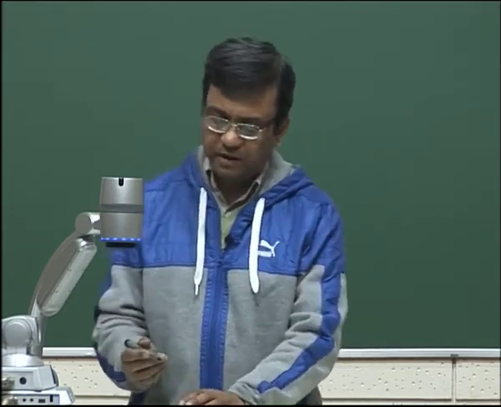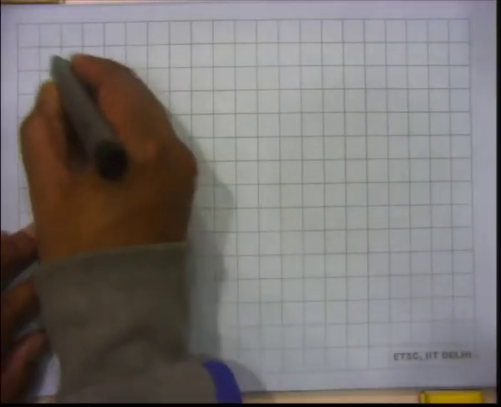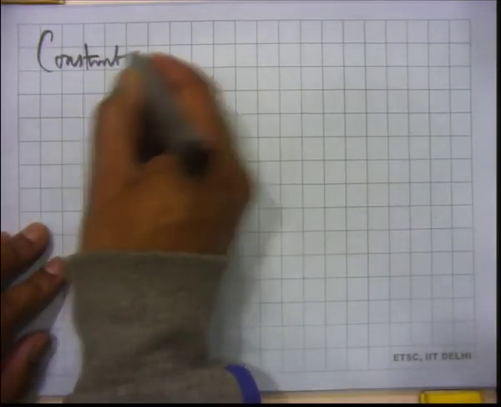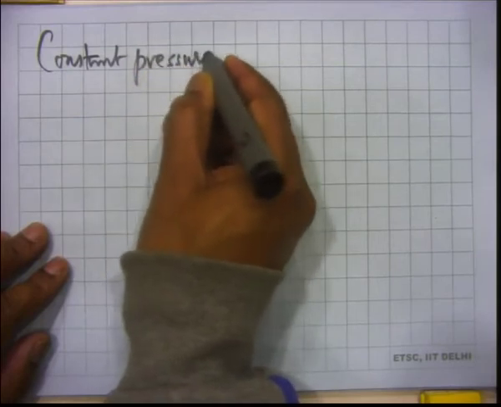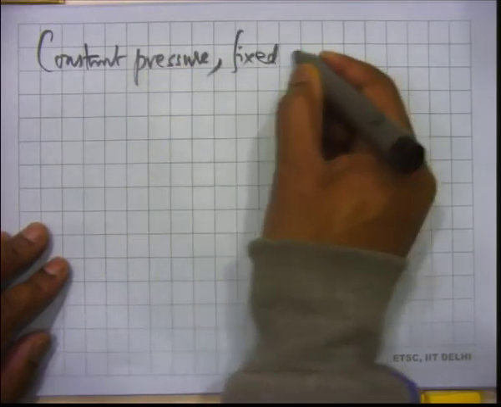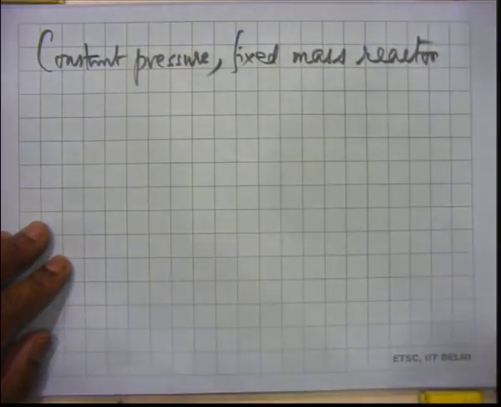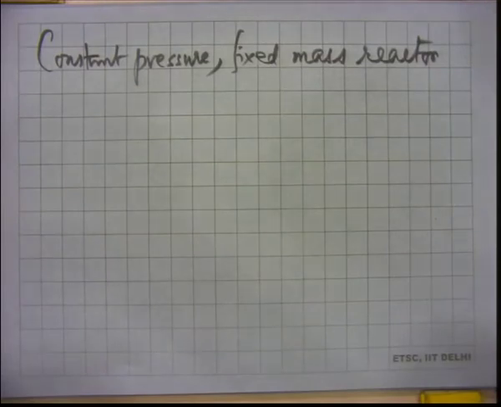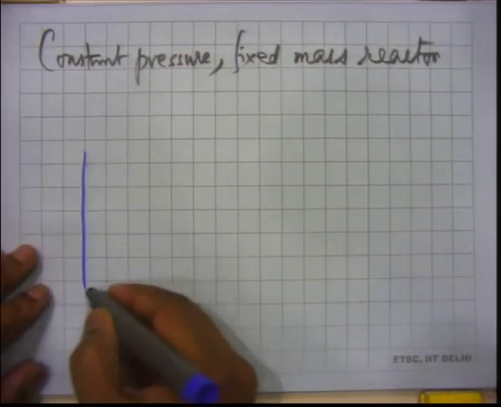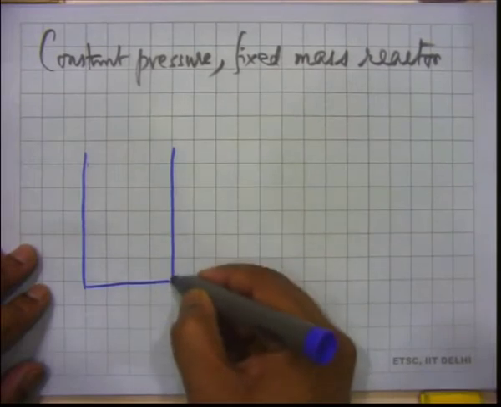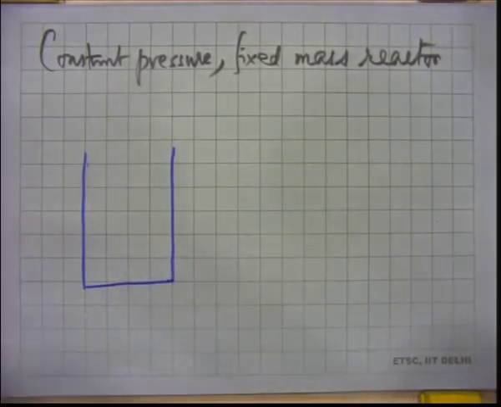So, we will talk about first a constant pressure, fixed mass reactor. It is actually quite simple, and this we are doing just to see how to write combustion equations, how to analyze combustion systems.